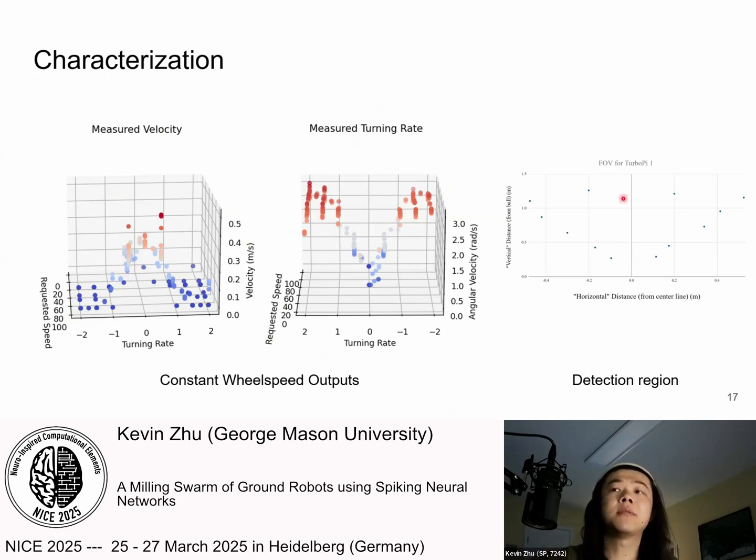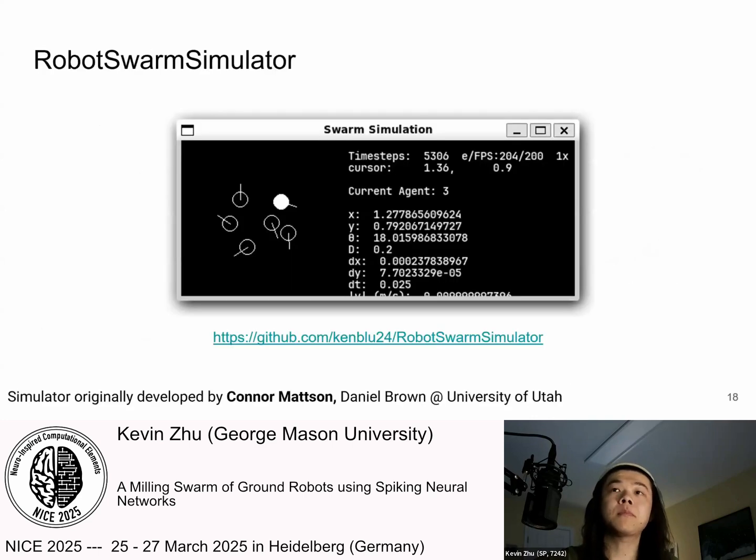We characterize the field of view region for the camera sensor by measuring where a simple OpenCV color contour algorithm is able to detect those green balls. We average those FOV angles and ranges across a wide variety of robots from our fleet. We then implemented this robot model in our simulator.